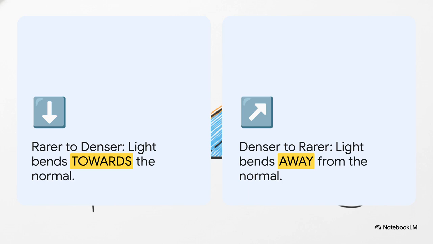Understanding the exact direction of that bend is super vital. Let's look at the two scenarios. When light travels from what we call a rarer medium, like air, where it moves freely and quickly, into a denser medium, like glass, where it has to slow down, it bends towards the normal line. But flip that around. When it escapes from that dense glass and breaks back out into the rare air, it speeds back up and bends away from the normal.